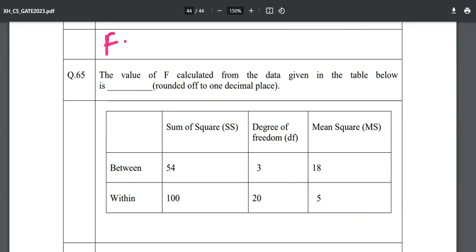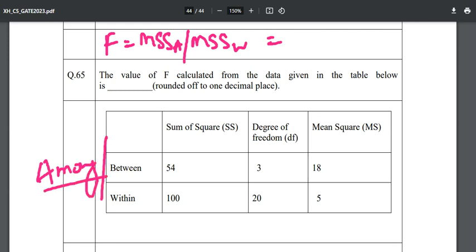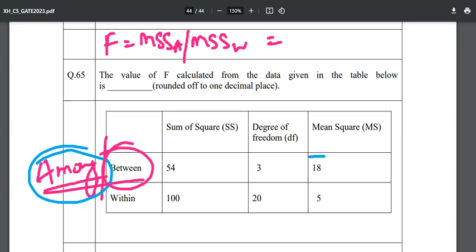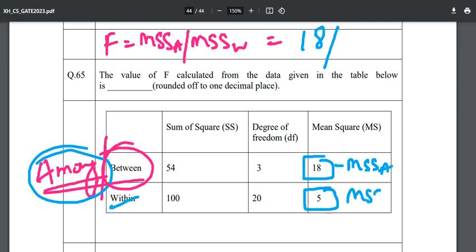So let's do it. F ratio is equal to MSSA divided by MSSW. See, they have not written among smartly over here. So if you are confused, you will remain confused if you have not watched our video. But if you have watched this video, you will never be confused in your entire life. So 18 is MSSA. So this is 18 divided by MSS within, so MSSW, which is 5.